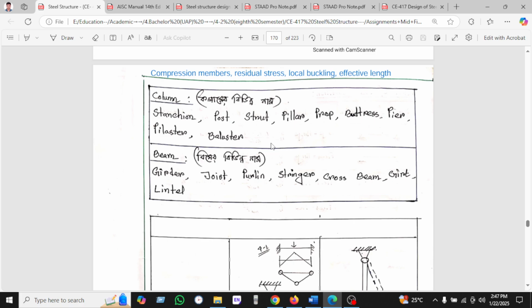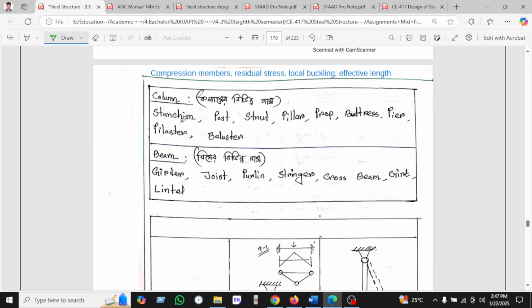Before I go to explaining the example, I'm going to describe some theory. Let's start. There are different names for a column or compression member: stanchion, post, strut, pillar, chord, buttress, pier, pilaster, and baluster. These are all names of the column.